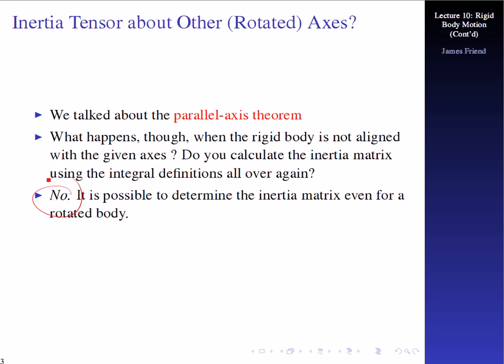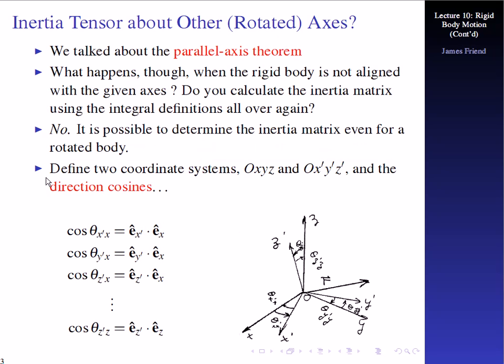We can determine the inertia matrix even for a rotated body, and we don't have to go through all these kinds of things. Define two coordinate systems, OXYZ and OX'Y'Z', with a common origin, and what are called direction cosines. We have X, X', Y', Z, Z'. The angles between them are theta X'X, theta Y'X, theta Z'X. From the dot product definition, we know that the dot product between e_x' and e_x is the cosine of the angle between them, so cosine theta X'X. And this is true for all of these angles.